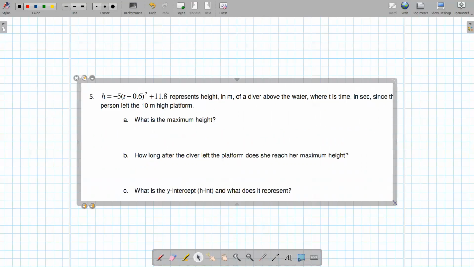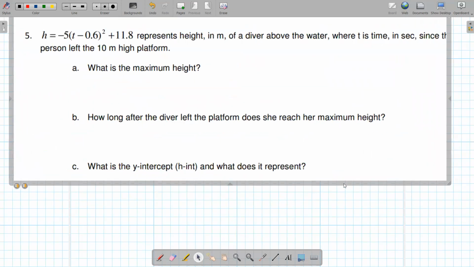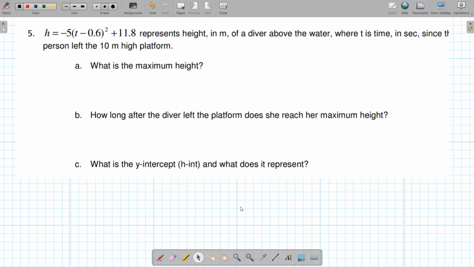Now here's a word problem. There's always going to be word problems in any topic in maths. Step 1, if you look at the equation they've given us, the y value h represents the height, and the x value t represents the time in seconds. Let's compare that with this. So we have minus 5 (t minus 0.6) squared plus 11.8. Let's compare this with a(x minus h) squared plus k.